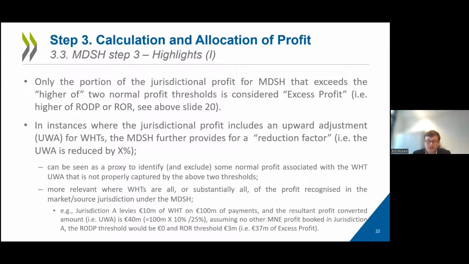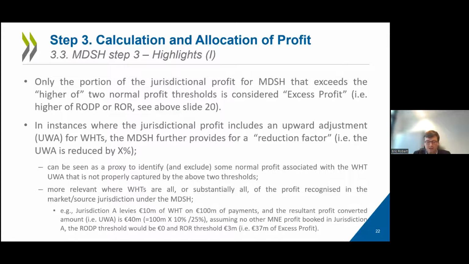Why is there such a rule? It starts from the view that the other threshold, the general threshold that I described based on RRDP and RR, do not necessarily deliver an appropriate outcome when they are applied to withholding taxes, especially if you look at withholding taxes in isolation. Suppose a scenario where the withholding tax represents the main taxing right of the market jurisdiction. When you do the computation, the withholding tax and the converted profit amount will represent all or substantially all the profit that is recognized in the market jurisdiction.